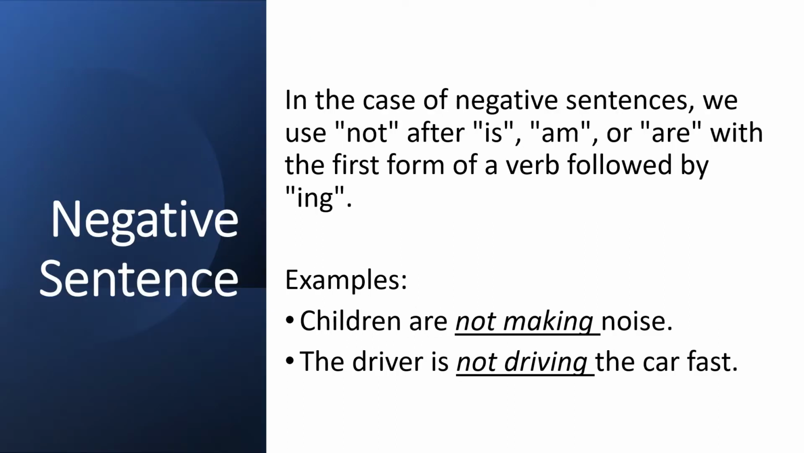Negative sentences of present continuous tense. In the case of negative sentences, we use not after is, am, or are, with the first form of the verb followed by ing. For example, children are not making noise. The driver is not driving the car fast.